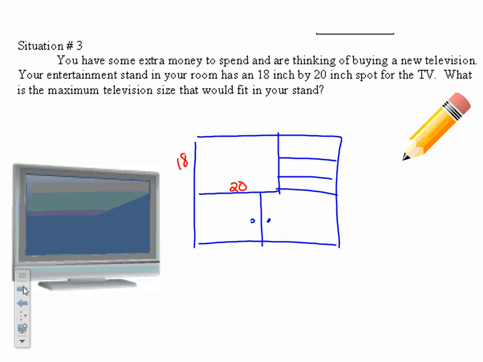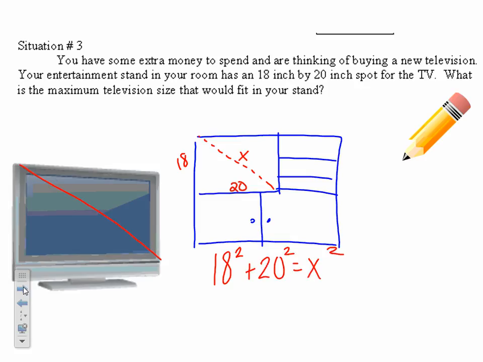What is the maximum size television that would fit in our stand? If you know about television sizing, you know that they size it based on the diagonal of the screen. That's what a 60-inch television is. It's diagonal, corner to corner, a 60-inch screen. So with that in mind, let's think about this. What is this allowance on my beautiful little stand here that I sketched out for you? Let's figure that out. So Pythagorean theorem, 18 squared plus 20 squared equals x squared.